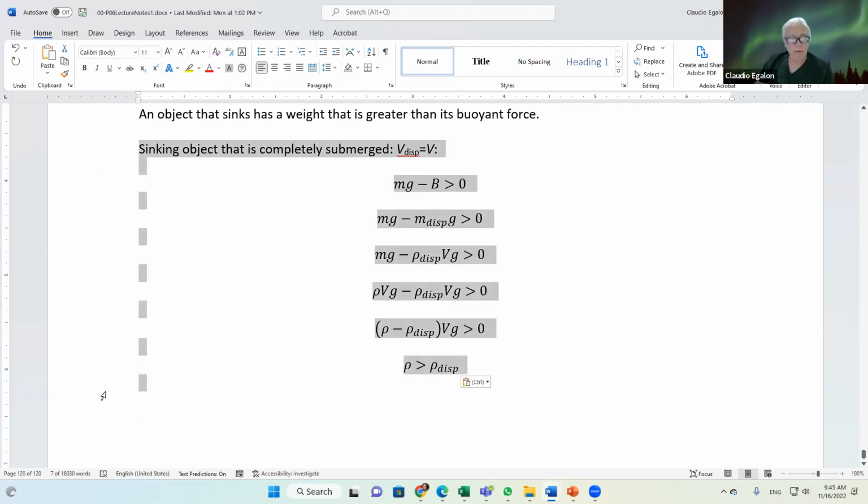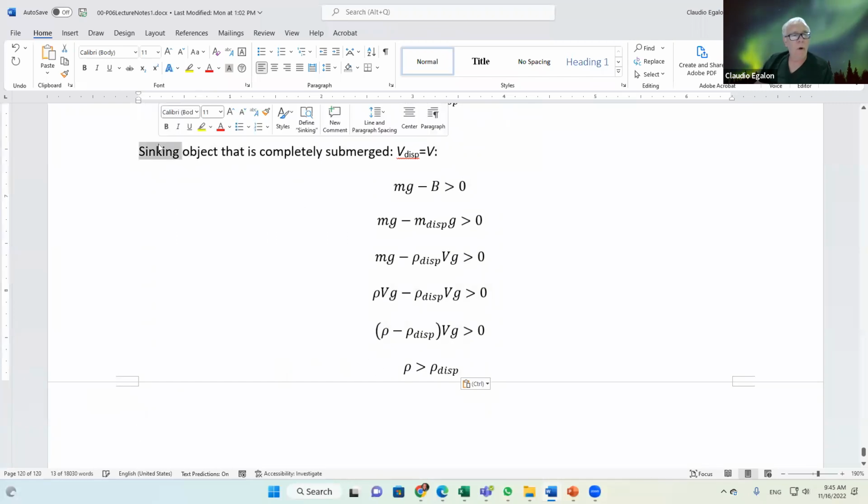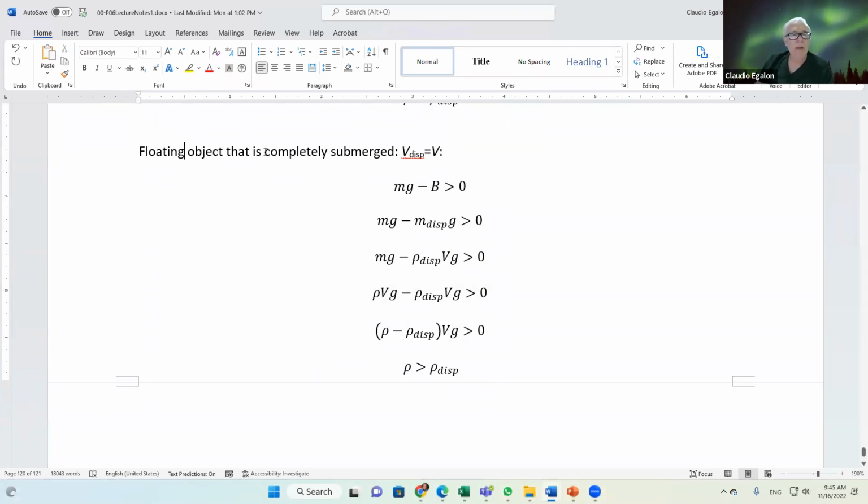Then we can repeat the same thing for a floating object that is initially completely submerged. Now what happens is that the buoyant force is going to be greater than the weight of the object. That's the only thing that changes in this equation. Everything else remains the same, right? So that's the condition for the object to float.